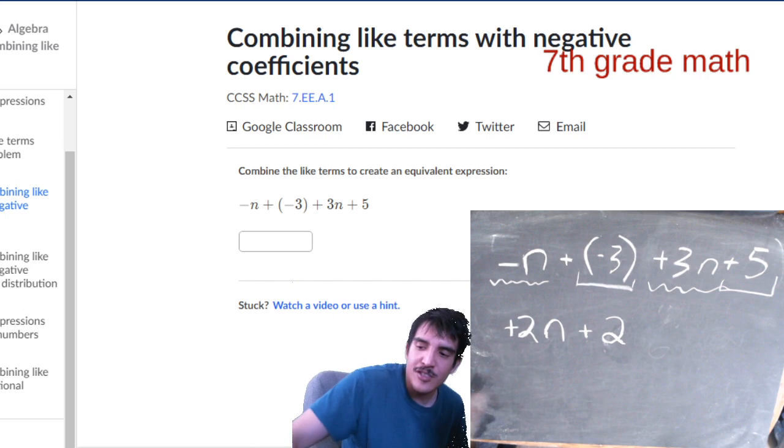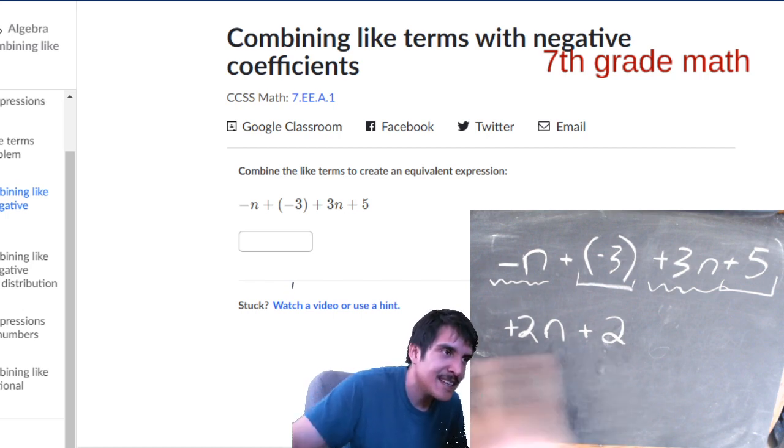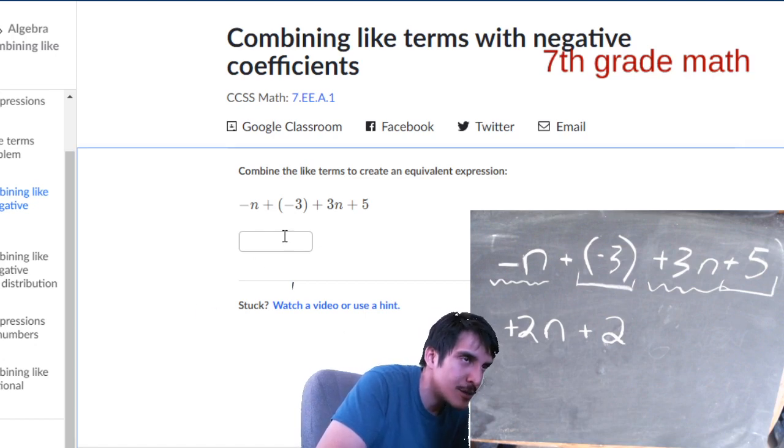Now, these two look very similar, but again, they are not like terms. This one has a variable, this one does not. So don't combine them, just do 2n plus 2.